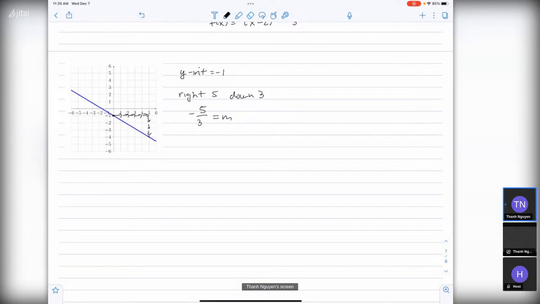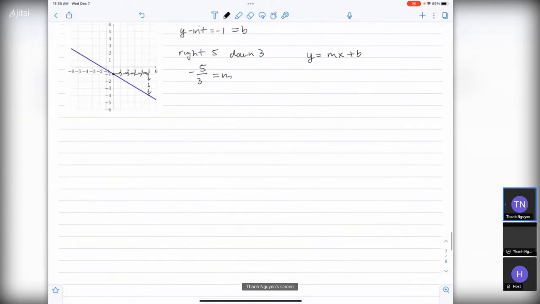We can just put this all together using our slope-intercept form. So y equals mx plus b, right? This is equal to b. So now we have that y is equal to negative 5 over 3 x minus 1. Okay? And, yeah, that's your solution.